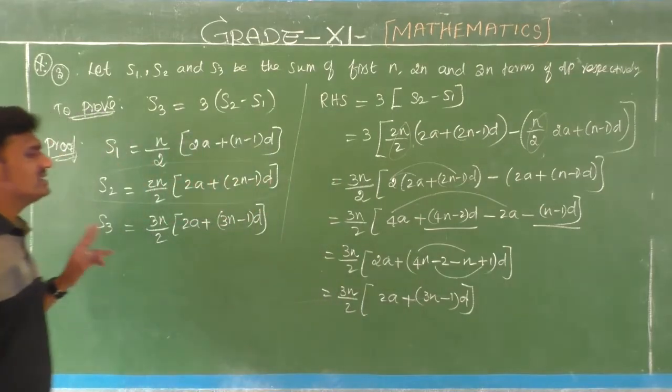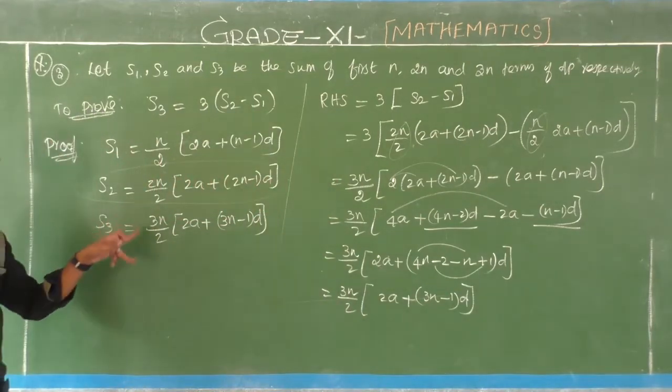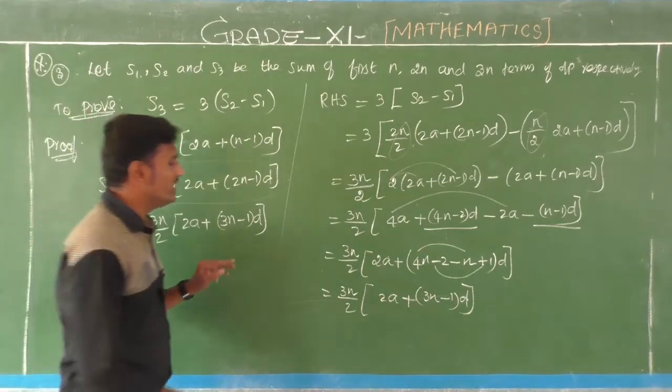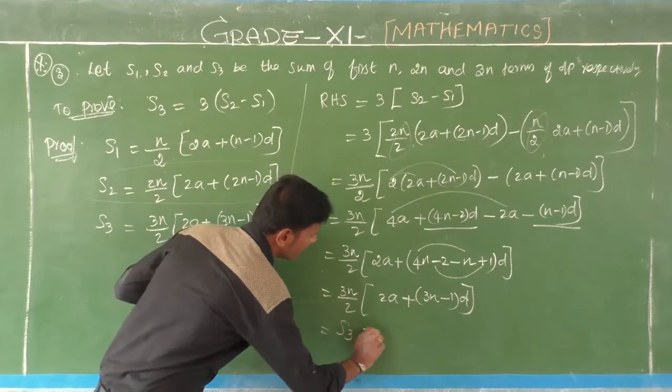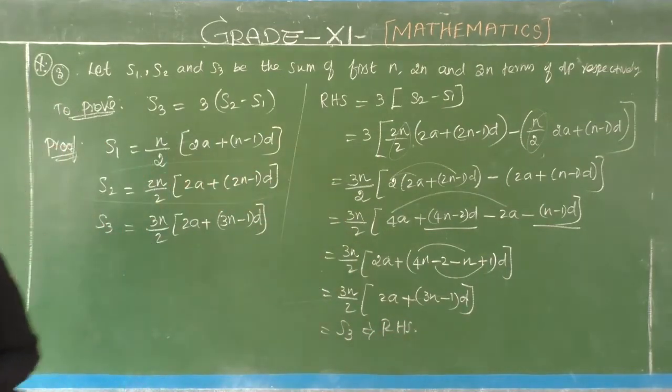So see students, you have S3 also with the same formula. S3 equal to 3n by 2 into 2a plus 3n minus 1 into d. So that is your S3. This is your right hand side. Have you got it, children? Yes. Shall we move to the next one?